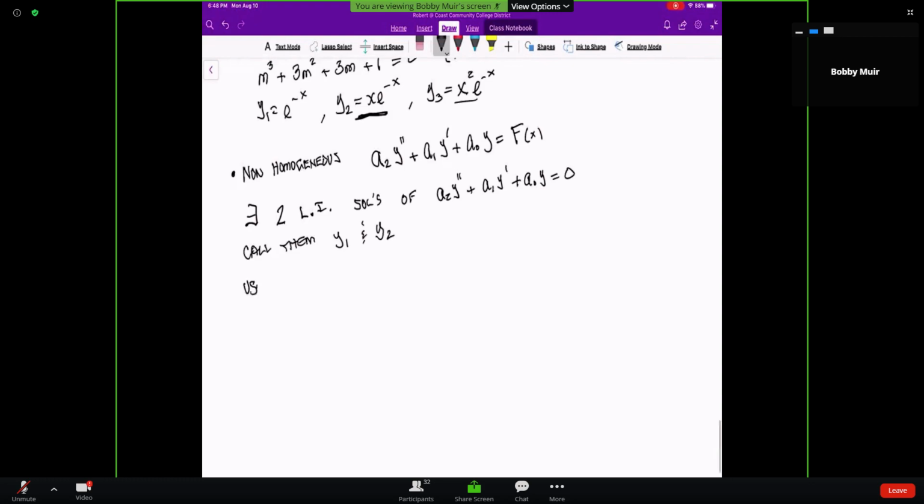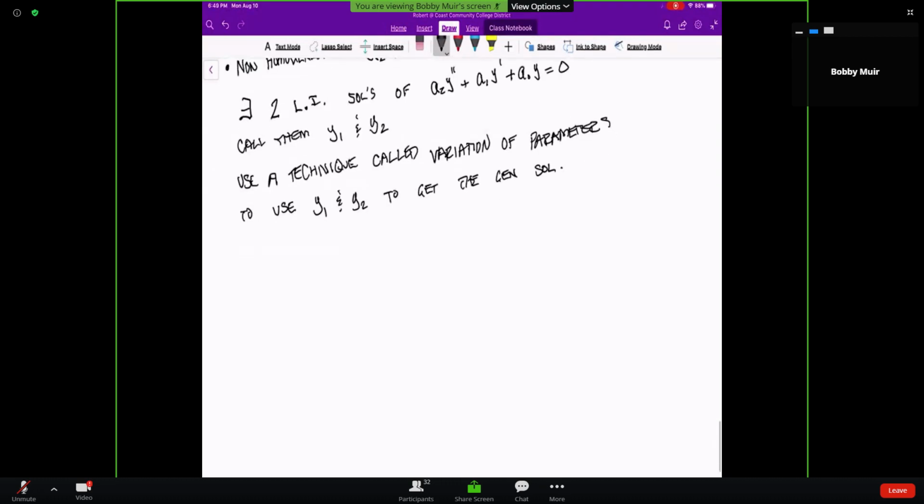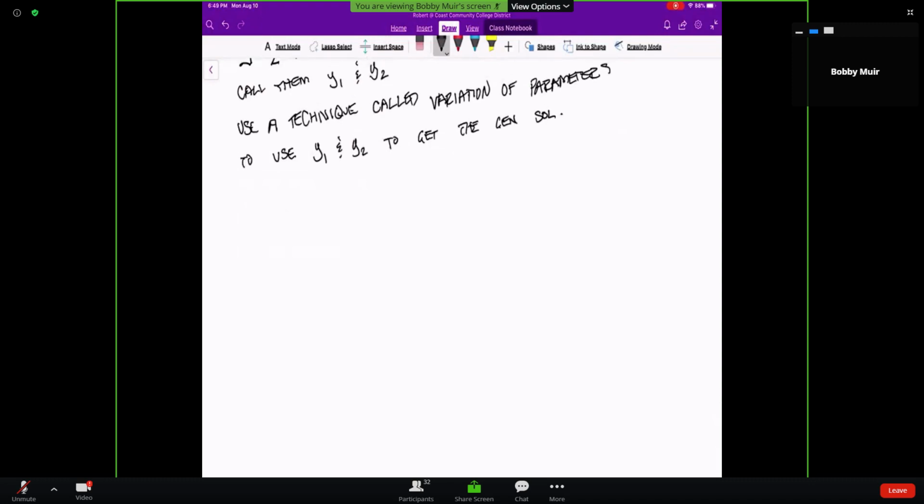We're going to use a technique called variation of parameters to use y1 and y2 to get the general solution. Okay, so that's just me telling it in words. Now here is the result.